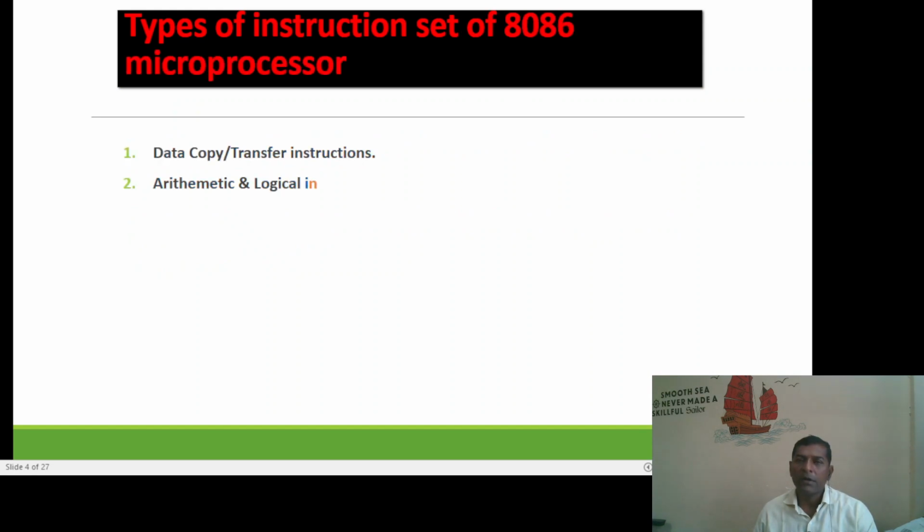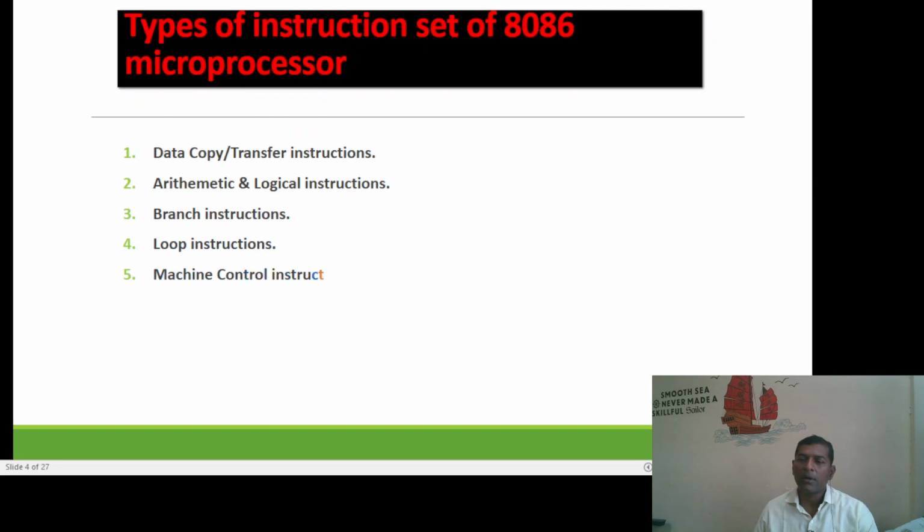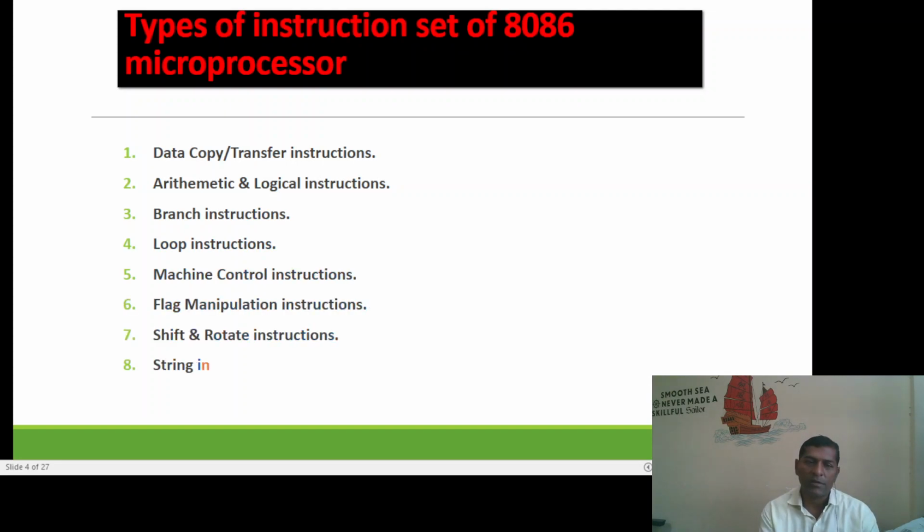There are different types of instructions supported by the 8086 microprocessor. All these instructions are classified under 8 different classes. First is data copy transfer instructions, second is arithmetic and logical instructions, third is branch instructions, then loop instructions. We also have machine control instructions, then flag manipulation instructions, shift and rotate instructions. Then we have string instructions as well.